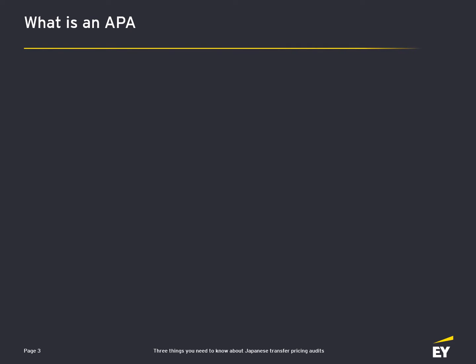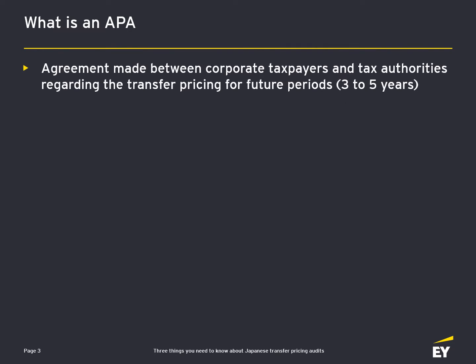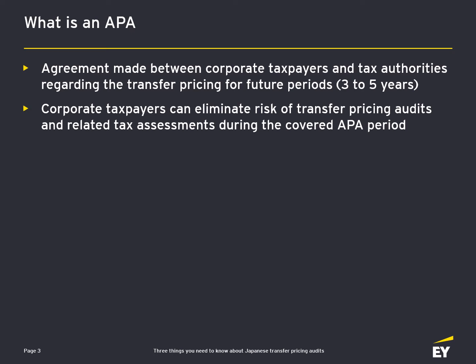So what is an APA? An advanced pricing agreement is made between a corporate taxpayer and the tax authority regarding the transfer pricing for a future period of usually 3 to 5 years. By obtaining the tax authority's agreement to the transfer pricing, the taxpayer can eliminate the risk of a transfer pricing audit and tax assessment during the APA period.